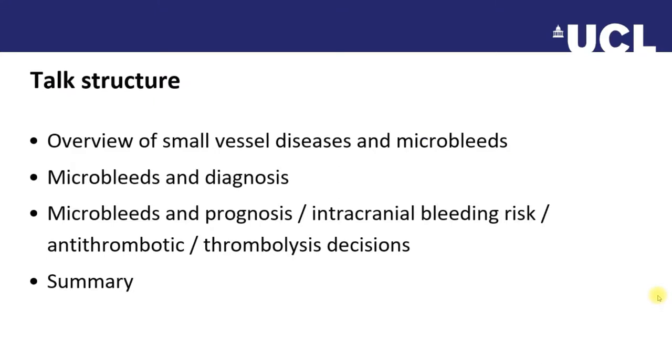This is the structure of my talk. I will firstly give a brief overview of how microbleeds are relevant in small vessel diseases. Then we'll talk about microbleeds and the diagnosis of the arteriopathy underlying intracerebral hemorrhage. And then most of the talk will be about microbleeds and how they're relevant for the prognosis for intracranial bleeding risk. And this really is the most pressing question about microbleeds for clinicians. How can they or should they influence our antithrombotic or thrombolysis decisions in people with stroke? And then I'll summarize at the end.